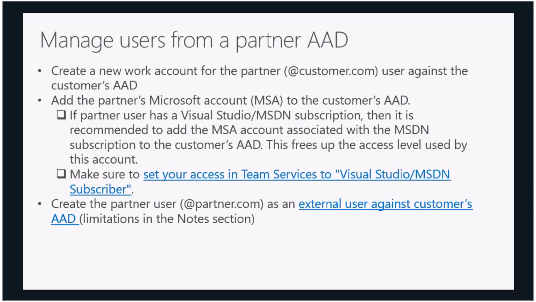The reason for that is you have to remember the free VSTS account comes with only 5 basic users. So if you have to add any of these users as basic, by adding their email ID that is associated with an MSDN subscription, you can add them under the category of unlimited Visual Studio subscribers. So they will not take up that access level as basic. Something to consider. So that's the second point that states there. When you add the user to your Team Services, make sure that the access level is set to not Basic, but Visual Studio or MSDN subscriber.